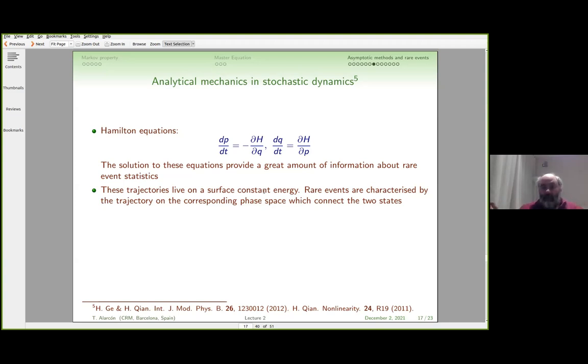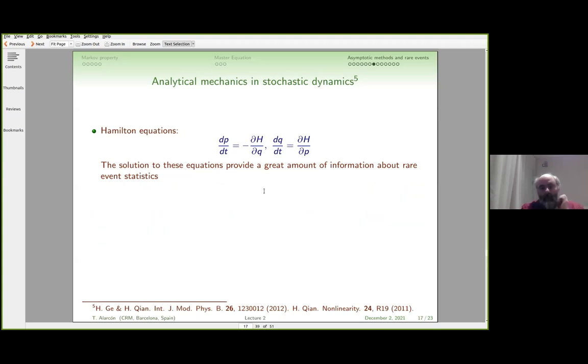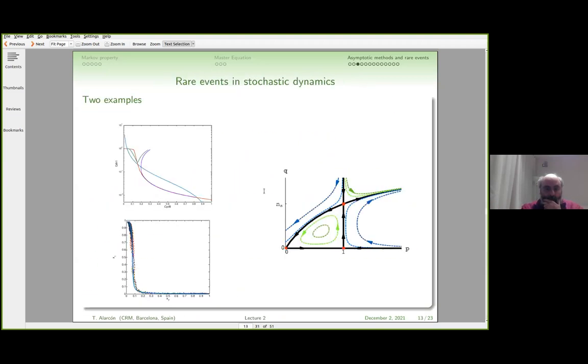Okay, so for example, if we go back here, now we can understand this phase space better. Here we are looking at a model similar to the stochastic logistic growth equation that we saw the other day. Okay, and this is the phase space for the Hamiltonian for that particular system.